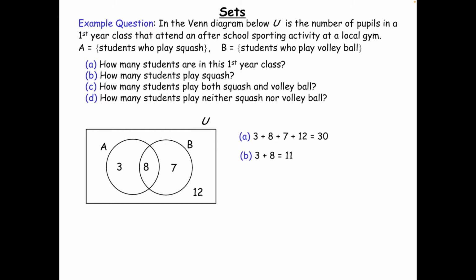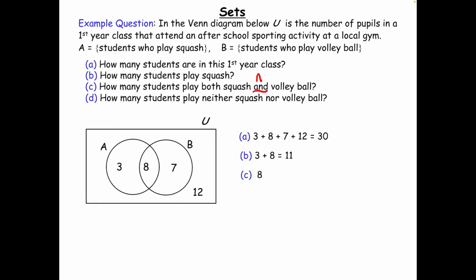In C, we're asked how many students play both squash and volleyball. Here, we add up all of the students who play squash and volleyball. This "and" means the intersection. This gives us 8 students.